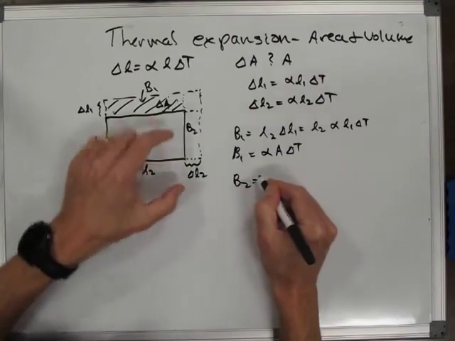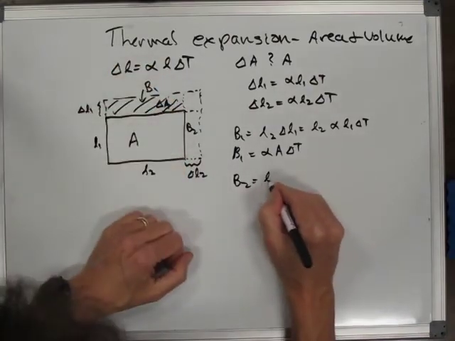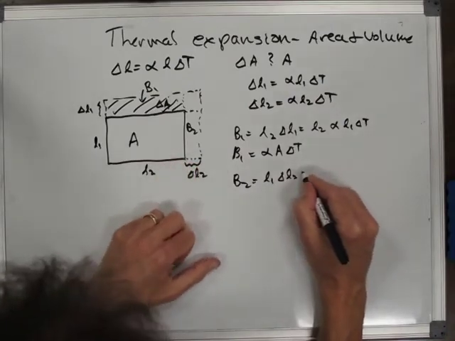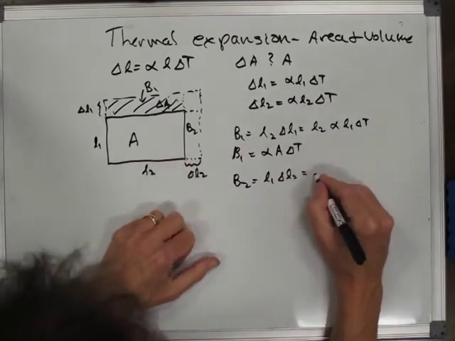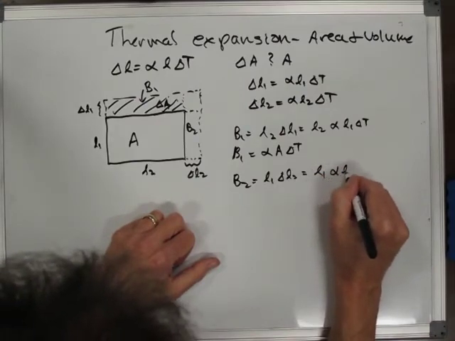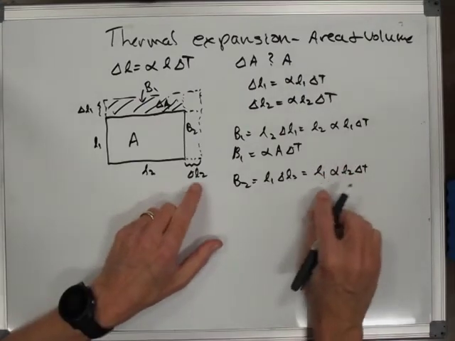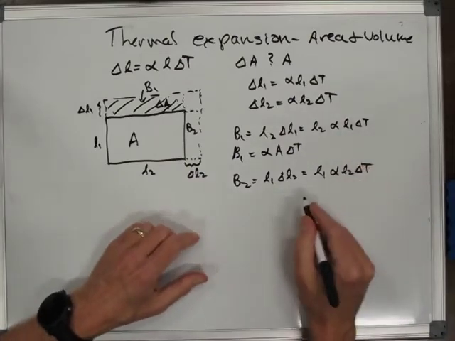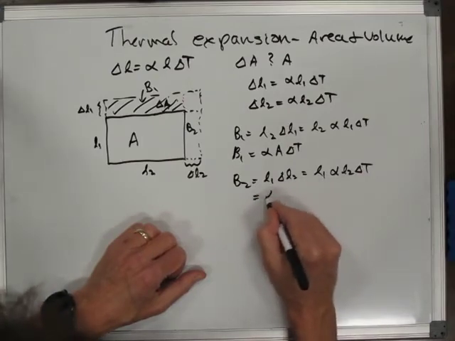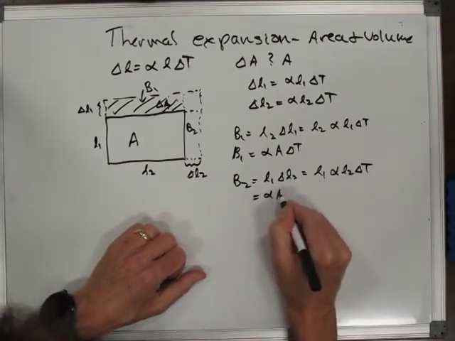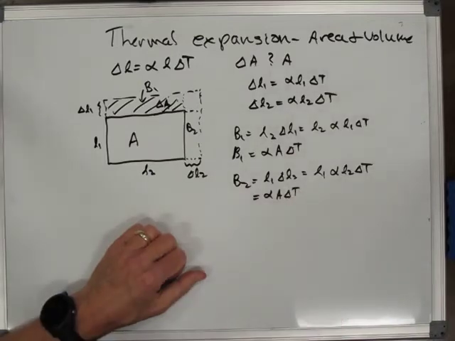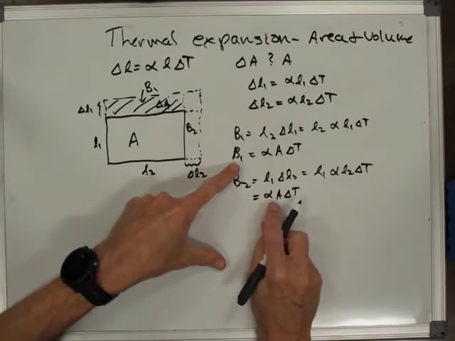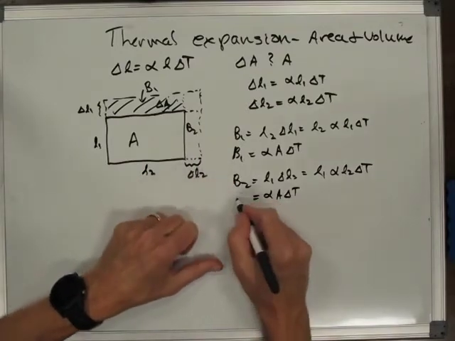B2 is equal to L1, because that's the length this way, times delta L2. That's the area of this piece. And this is equal to L1 times alpha L2 delta T, because delta L2 is alpha L2 delta T. Let me straighten that up. And so that's equal to alpha times the area times delta T. So these two pieces end up with equal areas.